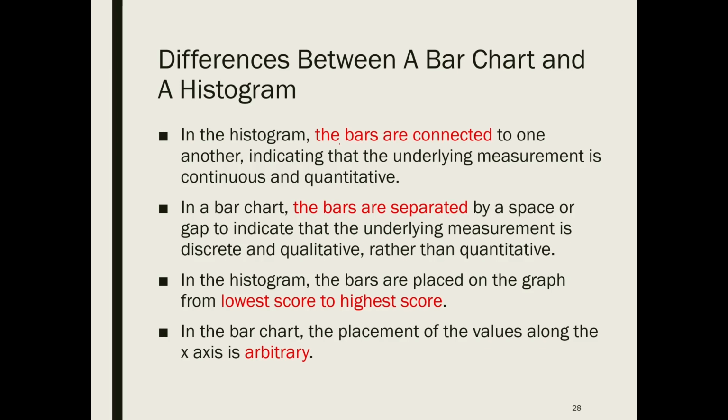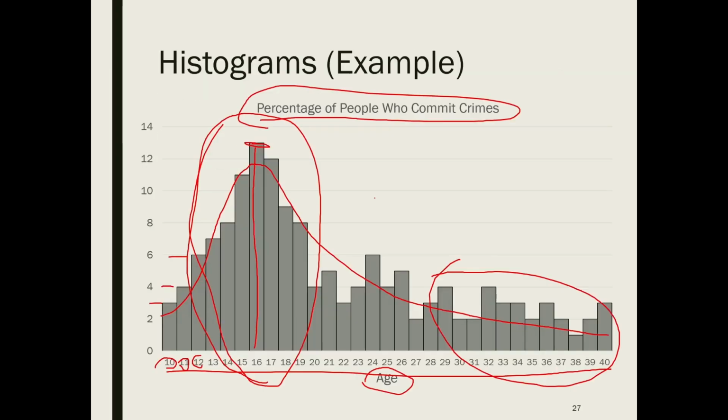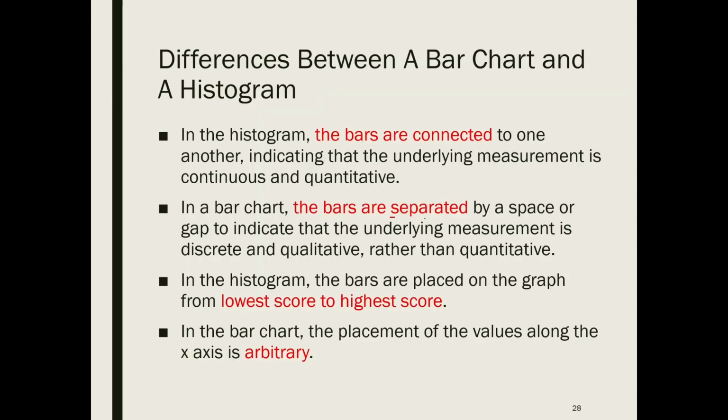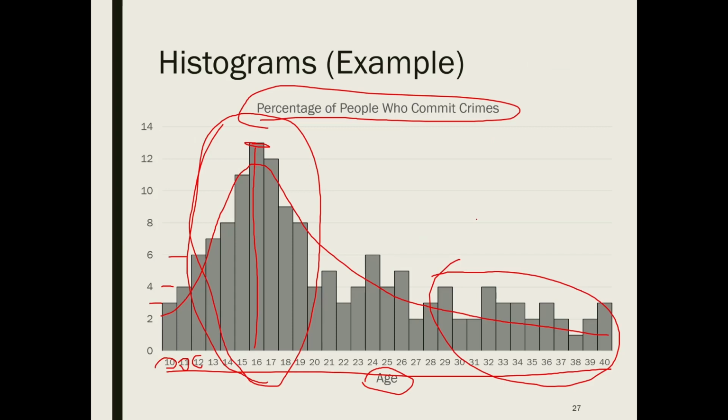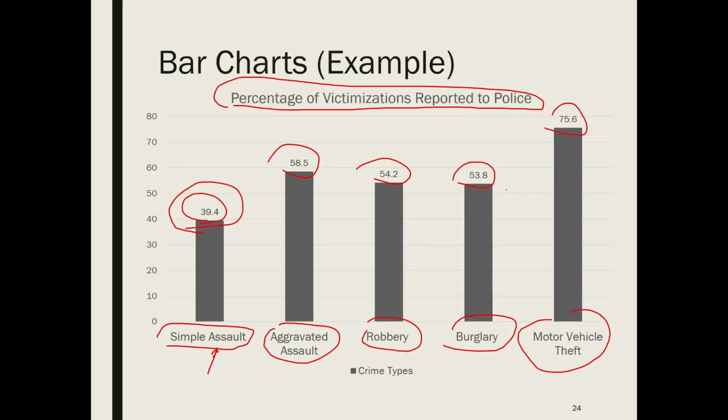So the difference between the bar chart and histogram, these are not so big difference. So in the histogram, the bars are connected. As you can see here, bars are connected to each other. In the bar chart, they are separate. Because the age is a continuous variable, that means they are continuous, like connect to each other, right?